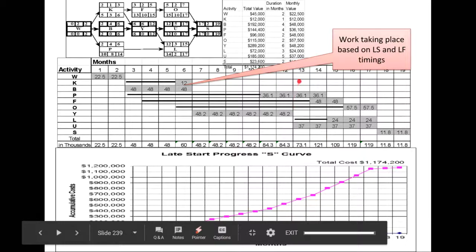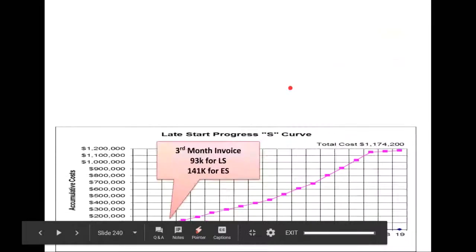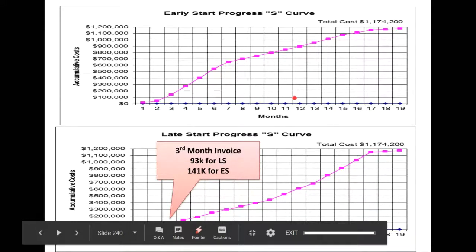So this is the other extreme, which gives you the lower end of the S curve. Here you should note that the work is taking place based on the late start and the late finish times. In the early start S curve, the project work was taking place on the early start and the early finish times. And you can see the difference it makes by the third month. The cumulative spend by the late start way of working is 93,000, whereas in the early start we have spent 140,000. So things are taking place very slowly in a late start S curve.